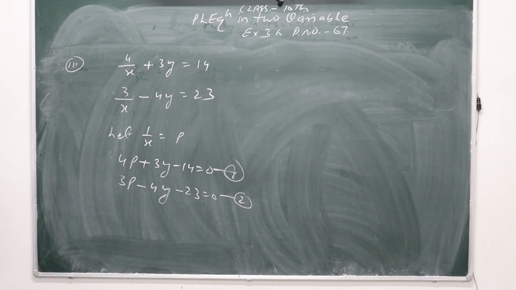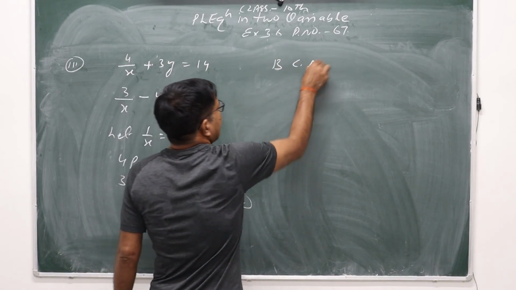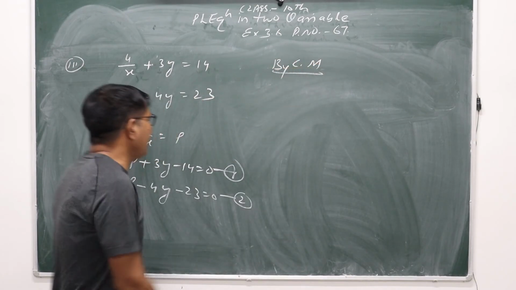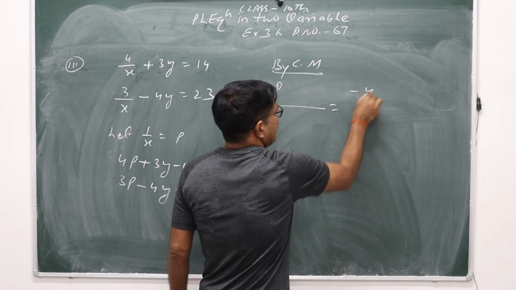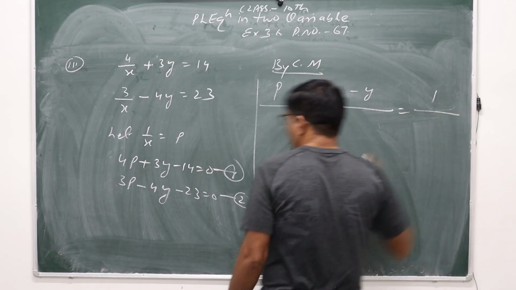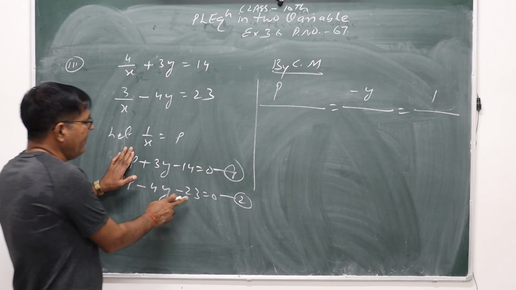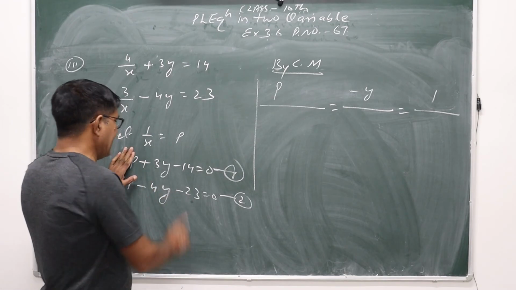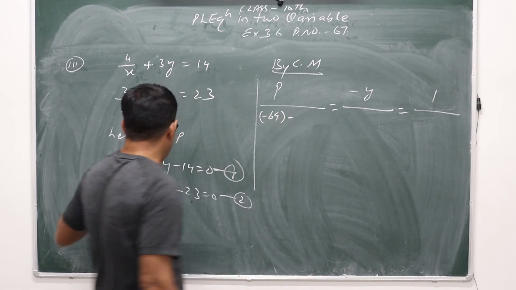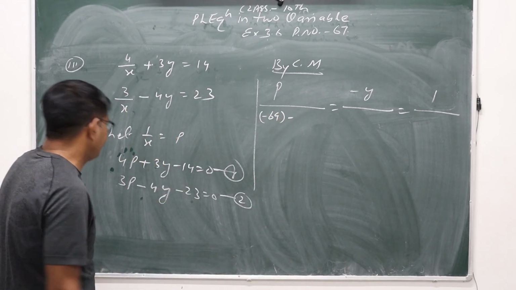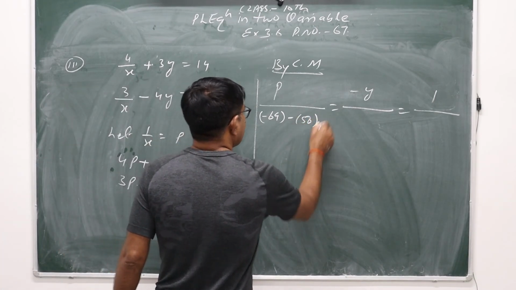Now using any one method we can solve. So let us suppose by cross multiplication method. By cross multiplication method से हम क्या करेंगे? p upon, is equals to minus y upon, is equals to constant 1 upon. जब p के लिए वैल्यू निकालेंगे तो p के कोएफिशिएंट को हाइड करना. Minus 23 into 3, that is minus of 69 minus of minus 4 into 4, so it will be plus of 56.